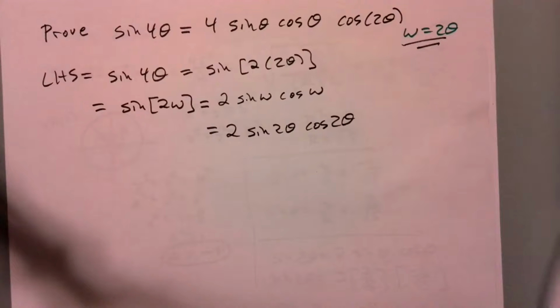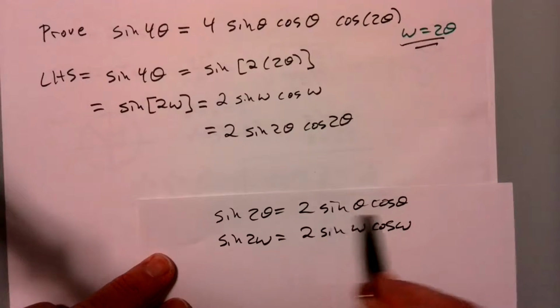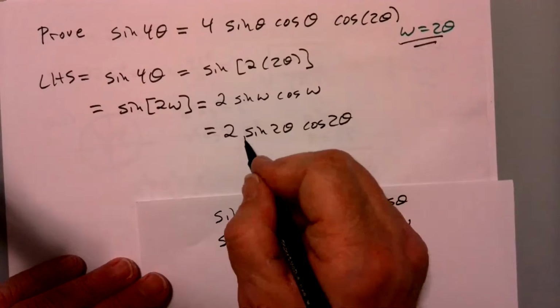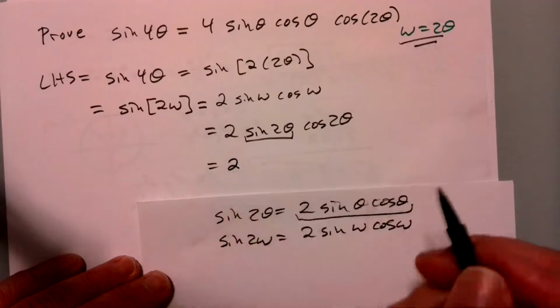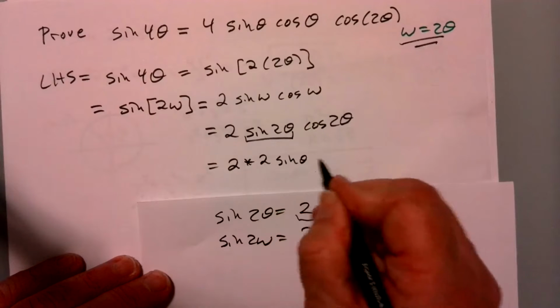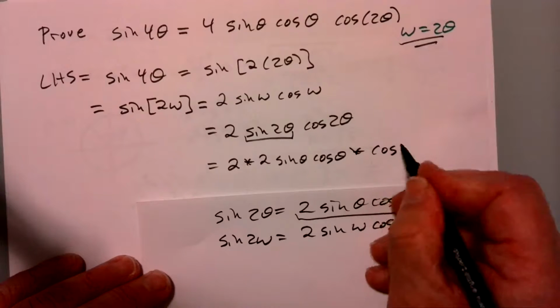Well, again, we go back one more time to our favorite identity. Sine of 2 theta is 2 sine theta cos theta. So we can replace this sine of 2 theta with that 2 sine theta cos theta. And what is that going to give us? 2 times 2 sine theta cos theta times cosine 2 theta.